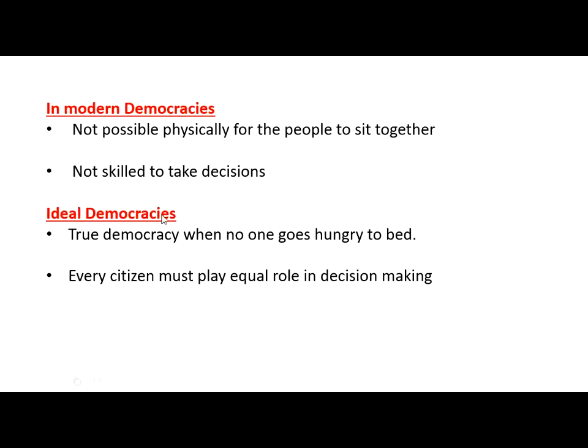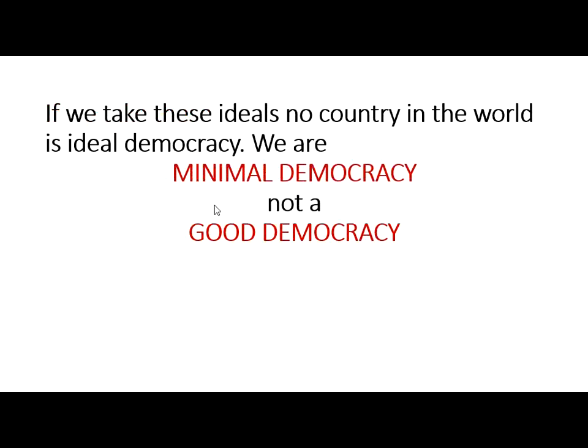Now what is an ideal democracy? A true democracy is a democracy when no one goes hungry to bed. Every citizen must play an equal role in decision making. Every citizen needs to have equal information, basic education and equal resources, and that is what we call an ideal democracy. If we take these ideals, children, no country in the world is a democracy. So we have to agree on this point that we are a minimal democracy, not a good democracy.